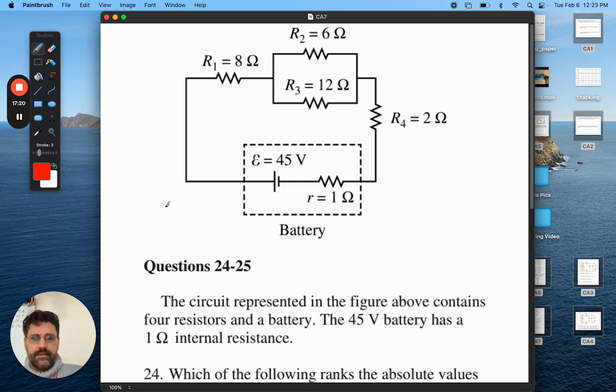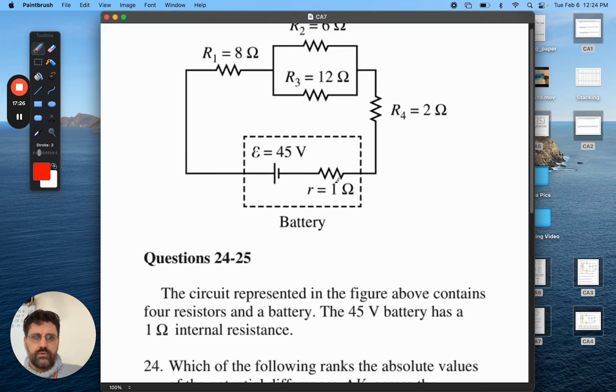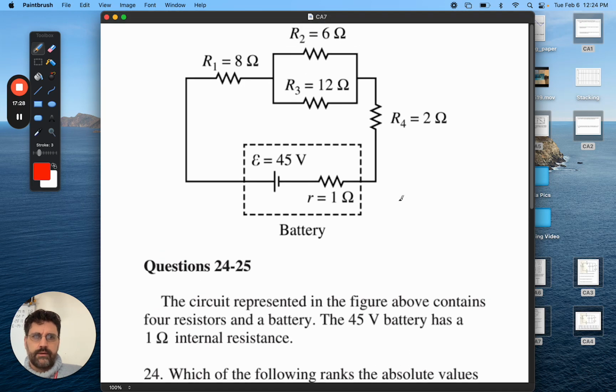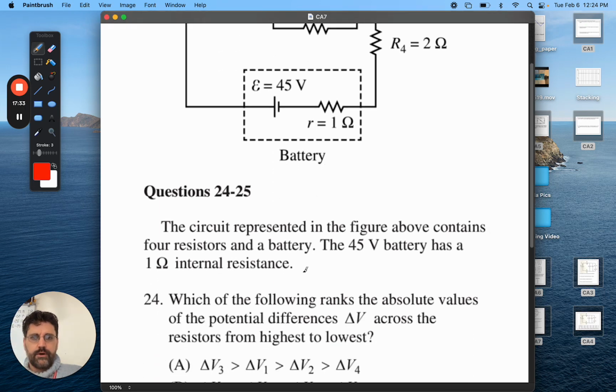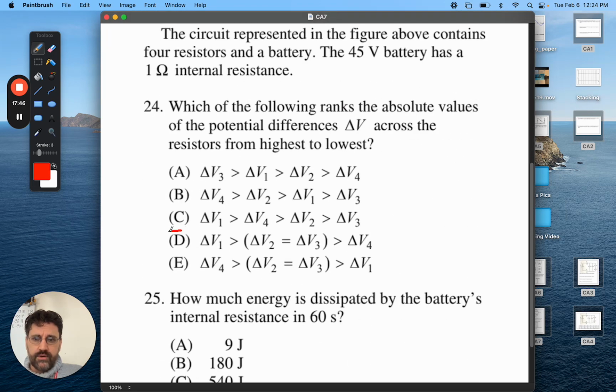Okay, and lastly, this one, we have our circuit here, and we have an internal resistance here of 1. Let's see what the first thing they want to know is. They want to know, basically just, rank the voltages. Fine. Well, one thing is that R2 and R3 are in parallel, so they have the same voltage. So right away, we can narrow it down to D and E because they say V2 is V3.